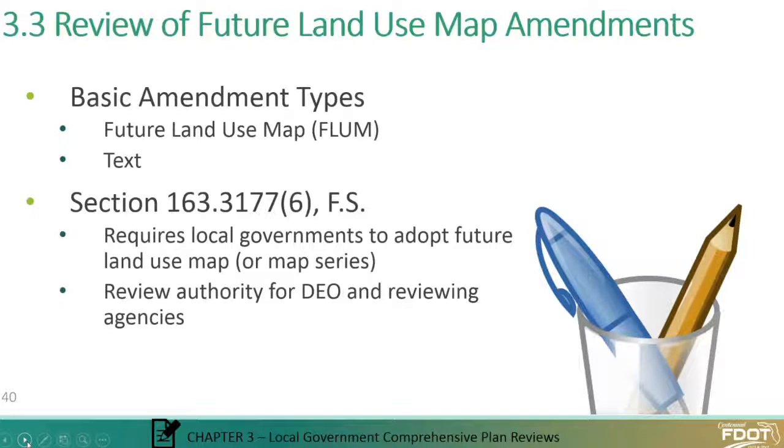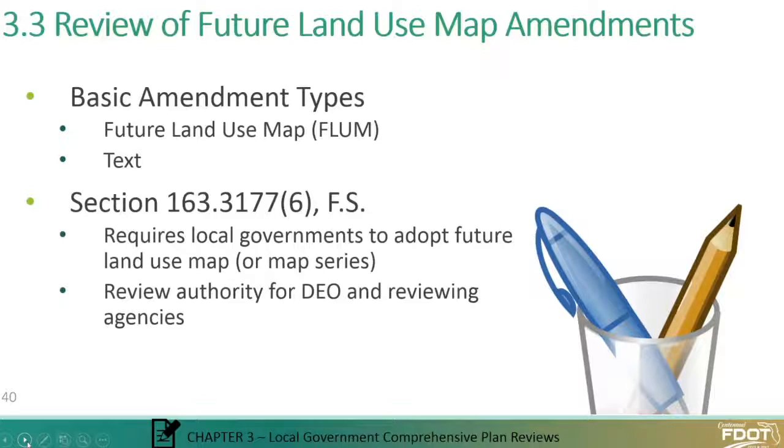Talking about the comprehensive plan amendment review process, we're going to move now into the actual review of comprehensive plan amendments. Now, there's basically two types of comprehensive plan amendments. There are what's called future land use maps, or FLUM amendments, and there's text amendments.